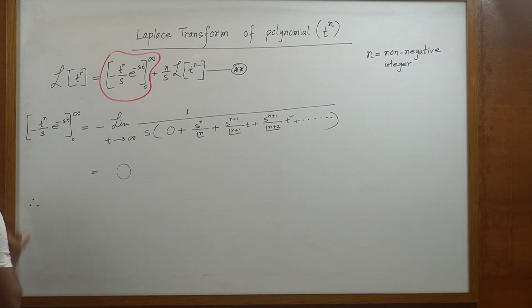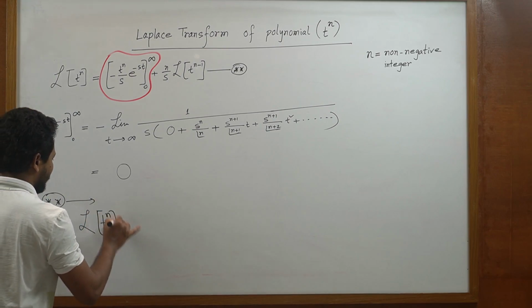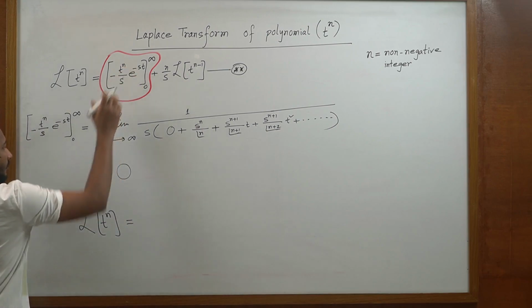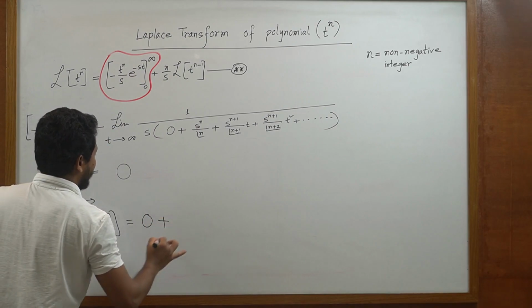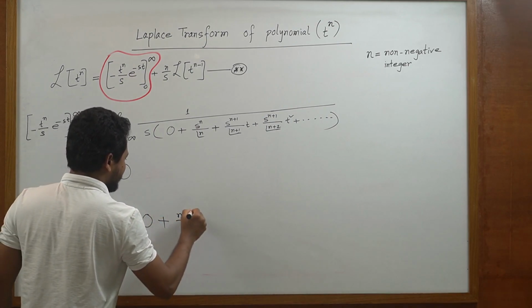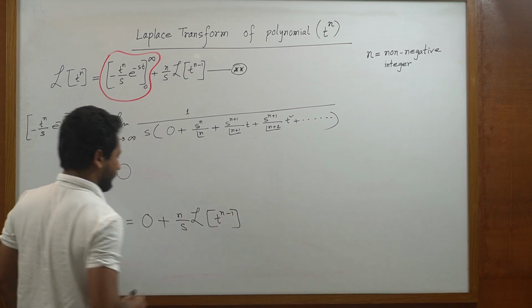So therefore, from double star we get Laplace transform of t to the power n equals 0 plus n by s Laplace transform of t to the power n minus 1. Okay.